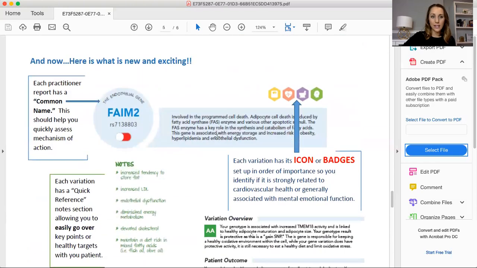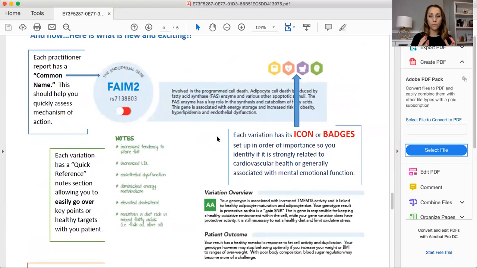And this is what's new and exciting, is that each editable practitioner report has what we have here as the nickname or the common name. So the FAIM2 gene, we're calling the endothelial gene. And that just helps it stick in your head a little bit more. Because as you become more familiar with GeneSNP DNA analysis, as you use this tool more and you figure out which genes you really want to focus in on for your scope of practice, you'll now go right to say, well, you know what, I want to go to the endothelial gene first. That's what I want to look at when I see this patient type walk in.